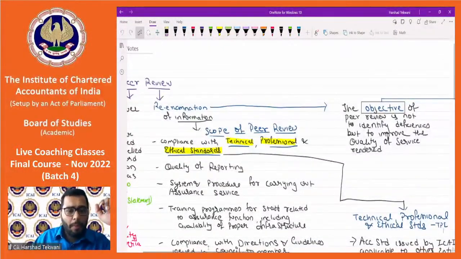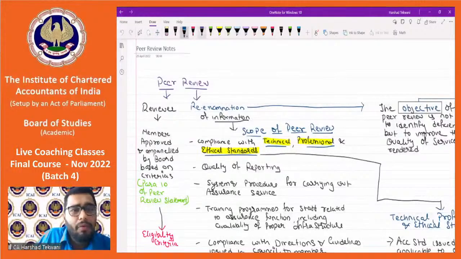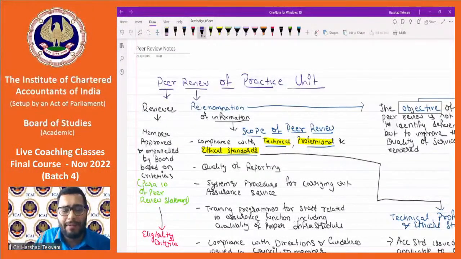Now, let's expand the scope of this particular thing. When I say peer review of practice unit, we perform the peer review of practice unit by a reviewer. Now, what do you mean by practice unit? Let's say, in case of a peer review, we will perform review of some entities, some firms, member firms. Those member firms are known as the practice unit.